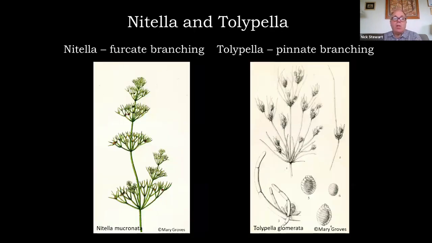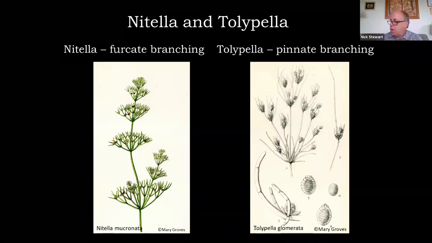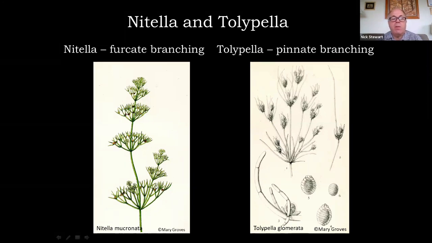So we come now to the groups that don't have those stripes on the stem. And there are two main genera, which are Nitella and Tolypella. Essentially the difference between the two is that in Nitellas, the branching is furcate, there's forked branching, so equal strength at each division. Whereas in Tolypella, the branching is pinnate.